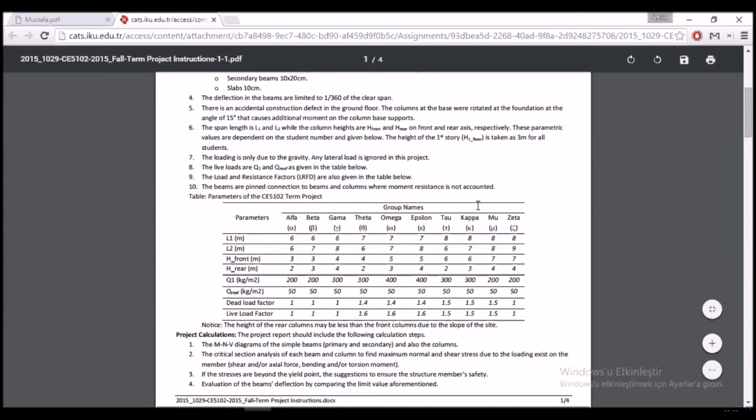We were asked to calculate MMV diagrams of the simple beams and columns, the critical section analysis of each beam and column to find maximum normal and shear stress due to the loading on the member, and if the stresses are beyond the yield point, suggestions to ensure the structural member's safety, and last, evaluation of the beam's deflection by comparing it with the limit value aforementioned.